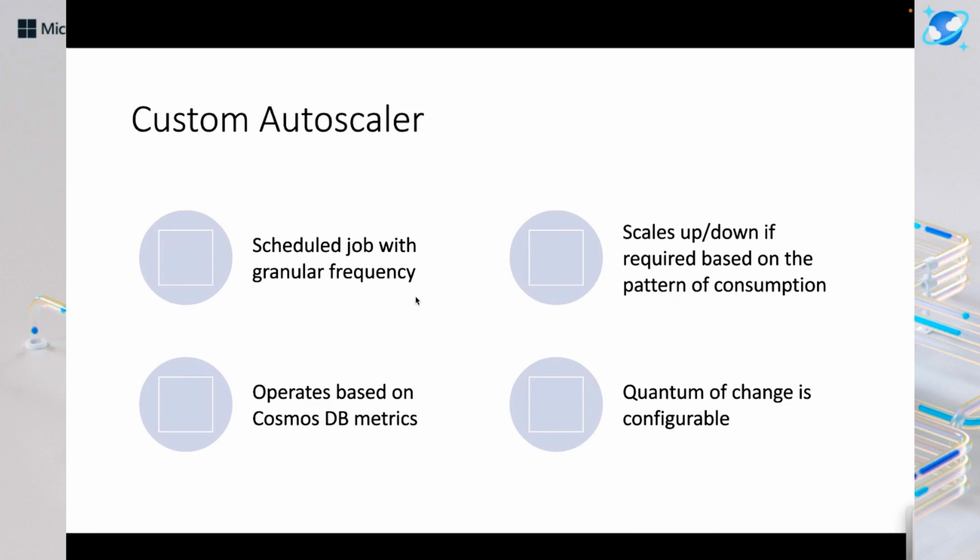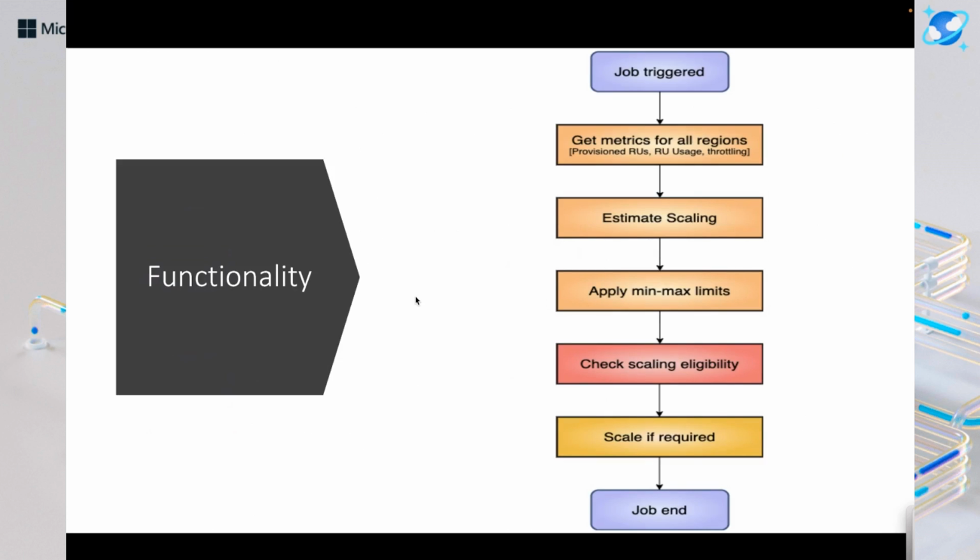So let's see how it works. Whenever the job is triggered, it keeps running on a scheduled frequency which we can set. Based on that, it will get the metrics for all the regions. These metrics include the provisioned RUs, usage of the RUs, and the amount of throttling that we are seeing in all the regions for the last, let's say, 5 minutes, 10 minutes, or whatever time you want. You can configure that time. Based on these metrics, we then estimate the scale: whether we should upscale the RUs, downscale the RUs, or leave it as it is.